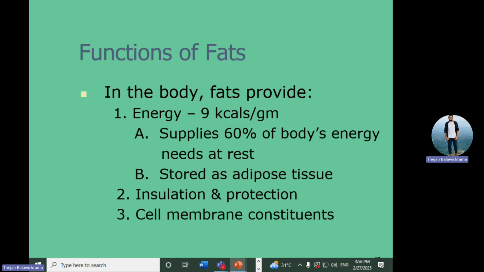Insulation. If you have fat, you tolerate cold temperatures very well. And if you are thin, it's difficult for us to survive at low temperatures. So insulation and protection also. Protection, like we get less damage when we have a good fat layer. Protection.